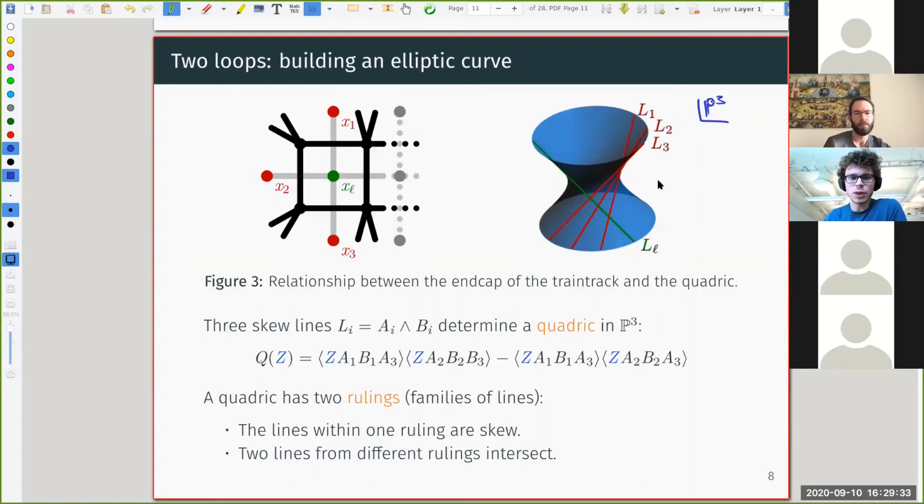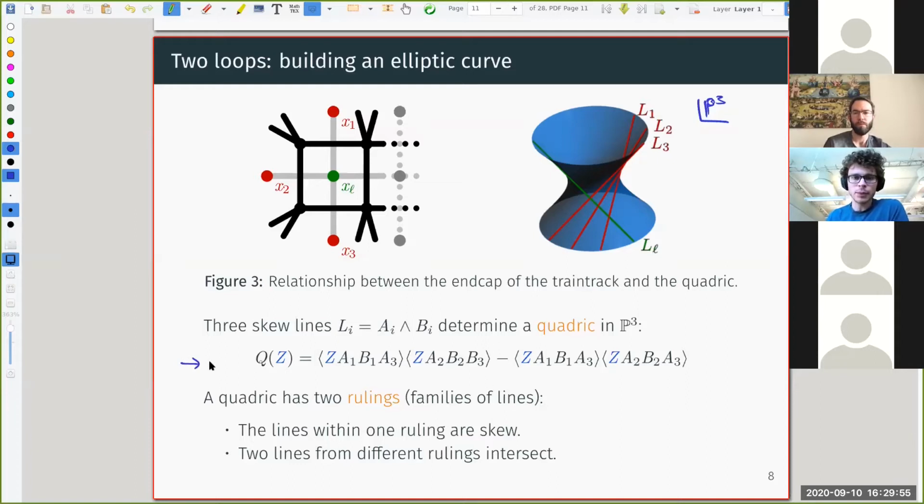They're going to be skew because, again, these corners are supposed to be massive. And so the first result that we can use is that when we have three skew lines, then they determine a quadric in P3. So that's this blue space here, and you can also give the equation. So the equation is written here.